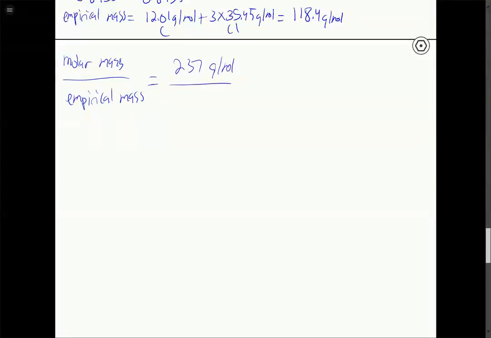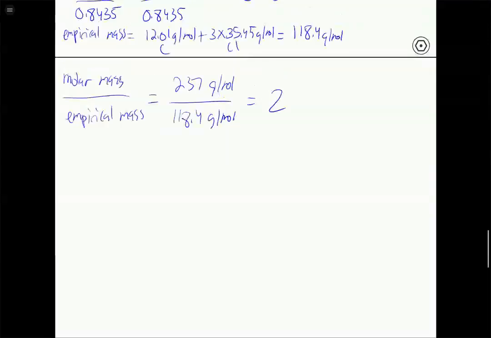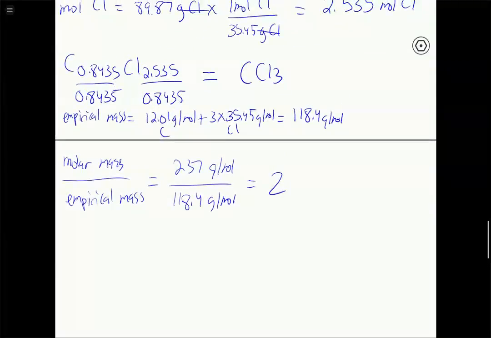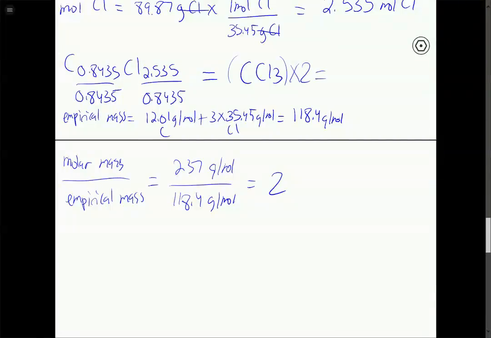The empirical mass that we just found is 118.4. So we should get a small whole number when we do this, and we get pretty much exactly 2. When the molar mass is 2 times the empirical mass, that means the molecular formula is 2 times the empirical formula. Remember, empirical formula is the lowest whole number ratio, but the molecular formula tells you what's actually in the compound. So if we take this empirical formula CCl3 and we double it, that's going to give us the molecular formula of C2Cl6.